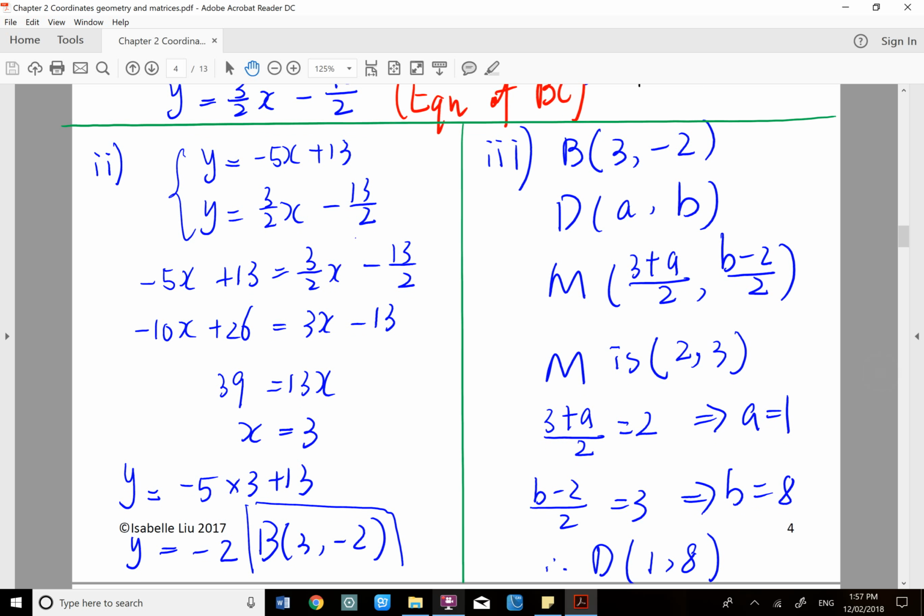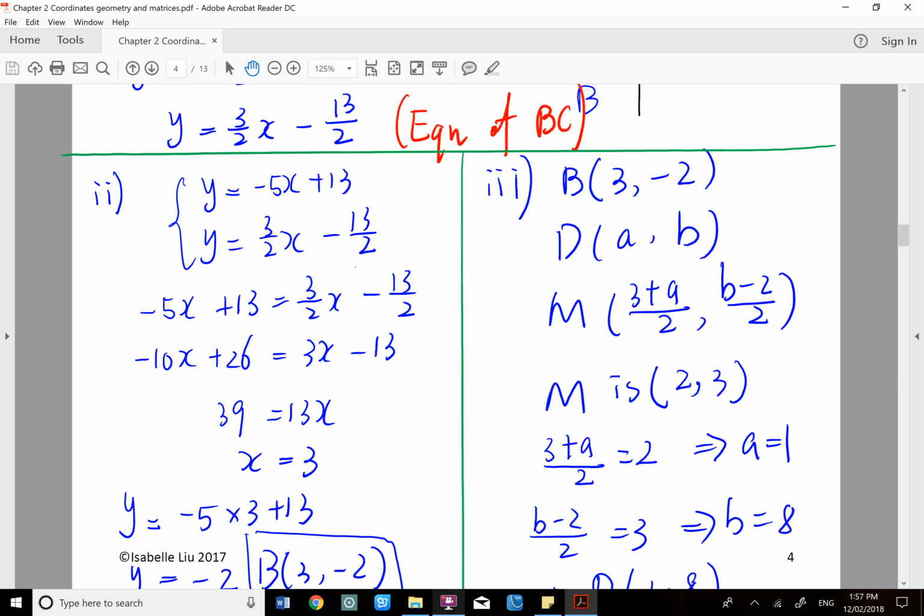And it's asking for the point D. I know B is 3, negative 2. We just worked that out from part 2. And I don't know what D is. Let's say D is a, b. D is some value. The midpoint.